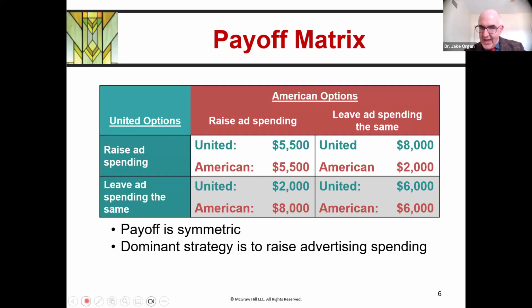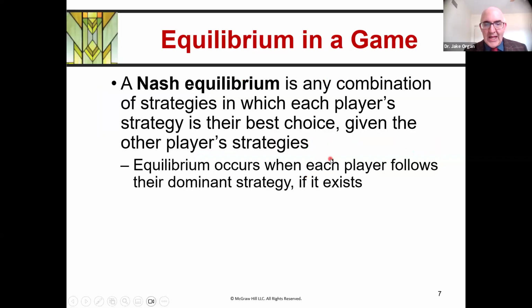Now, this being the 5,500 matrix cell, is the dominant strategy for both. But if you realize, it's actually not that good for both. But we'll see why that is in a minute.